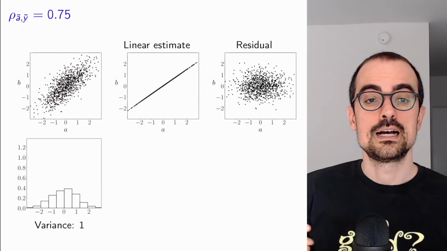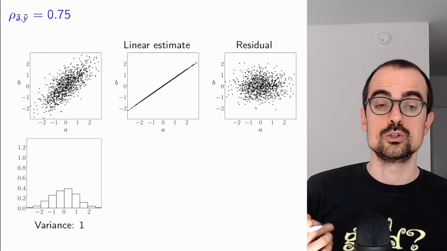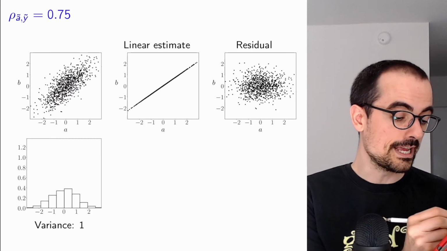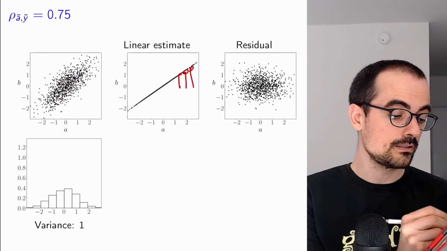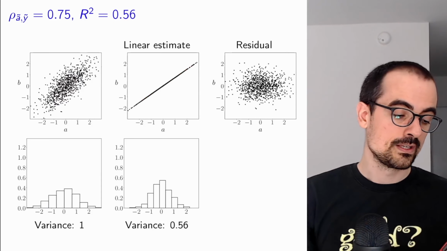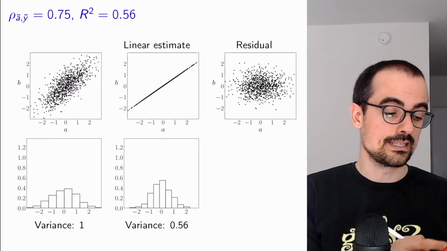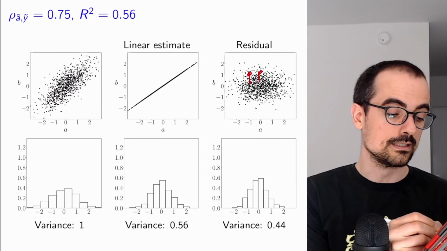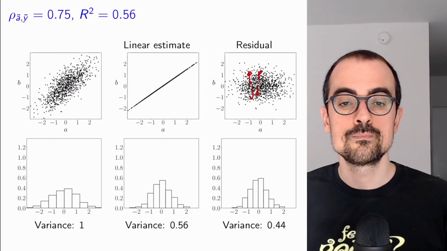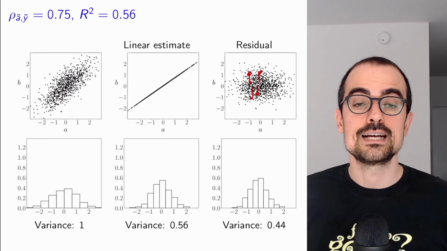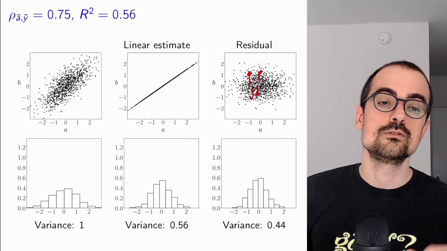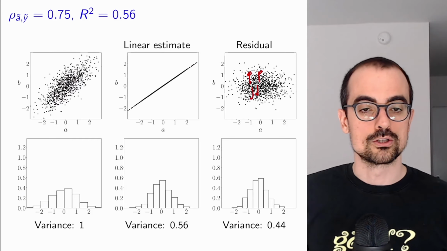which looks like this, and take the sample variance of those vertical coordinates. That's going to give us the sample variance of the response. We can do the same for the linear estimator. We can compute a histogram of the vertical coordinate here and take the sample variance, and the same for the residual. This is just a histogram of the vertical coordinates of the residual. When we look at the sample variances, we realize that the sample variance of the linear estimate plus the sample variance of the residual is equal to the variance of the response.